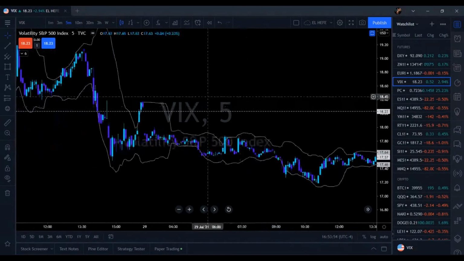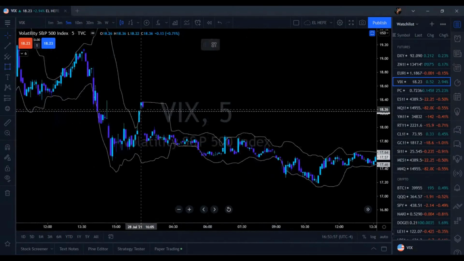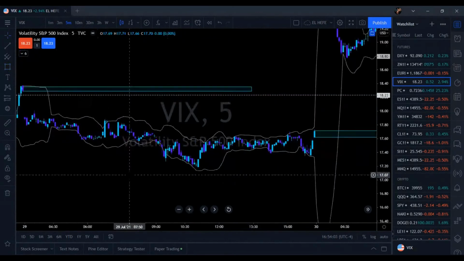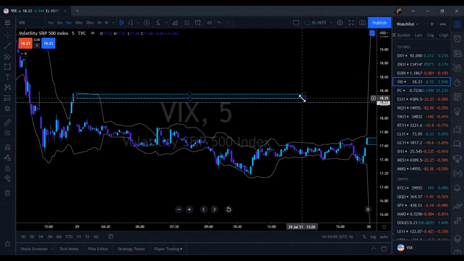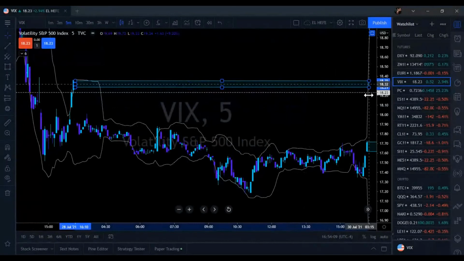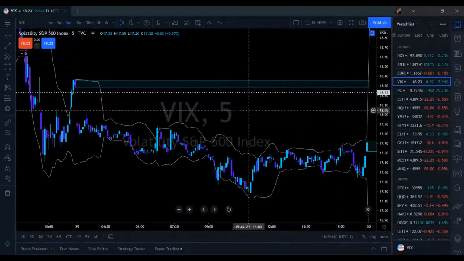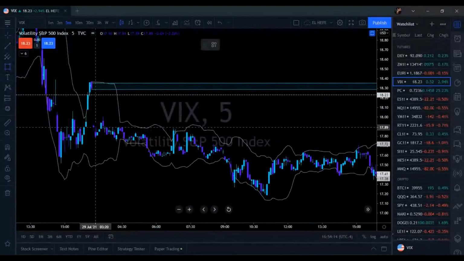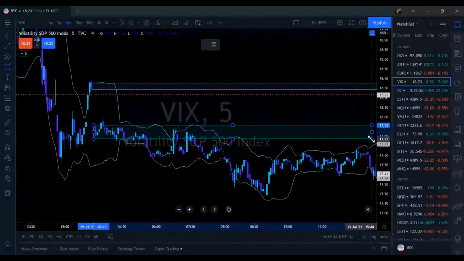I might as well do a box if I'm going to do it. I need to do it right. That's the 29th's open, or the 28th's close. This is the 29th open right there.